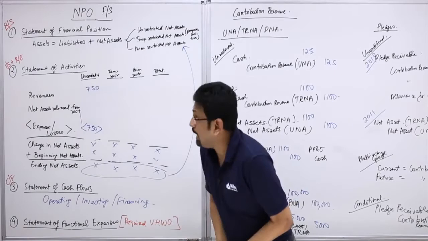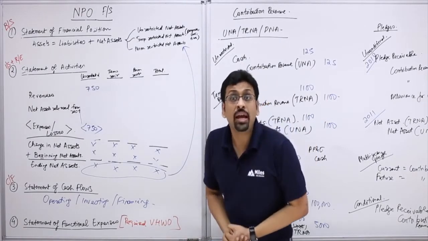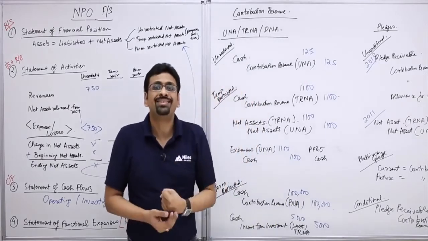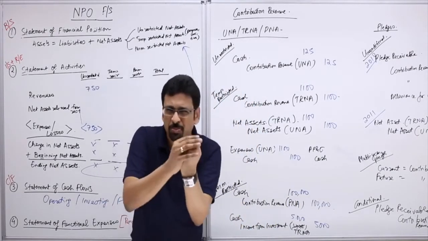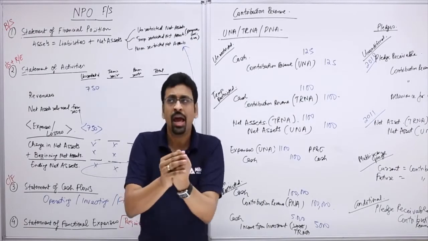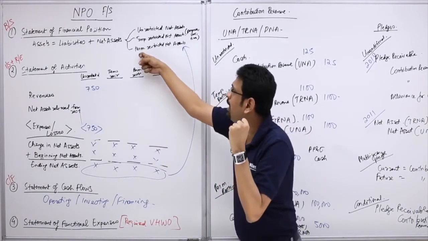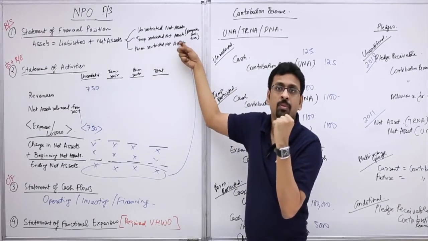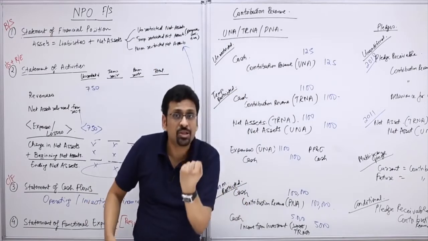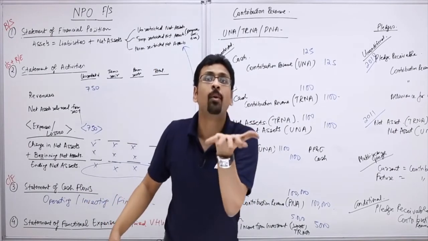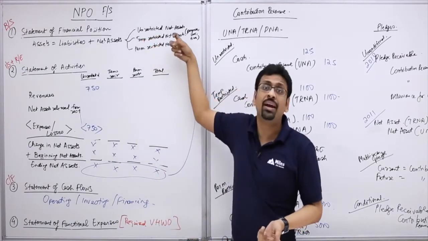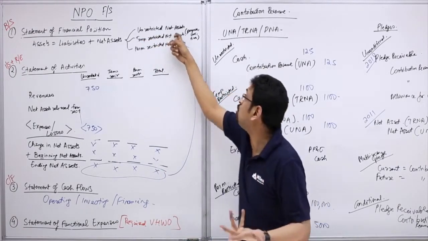Now, NPOs would also be receiving a lot of endowments. If they have received an endowment such that they can never touch the principal or the corpus, that is a permanent endowment and it goes into permanently restricted net assets. If they receive an endowment such that they can use the principal, the corpus, after a certain amount of time, that becomes temporarily restricted net assets, which is restricted as to time.